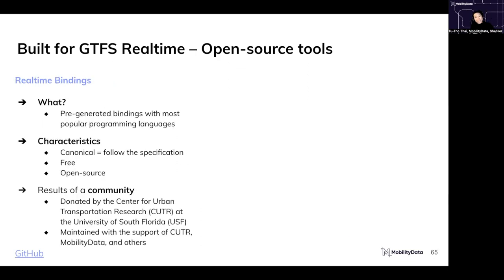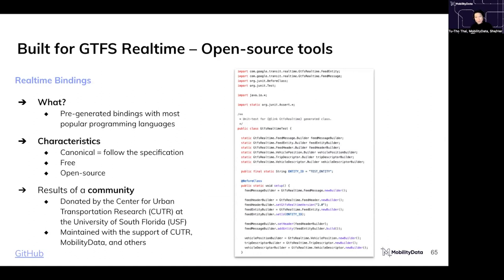With the validator, because I said that protocol buffer is program neutral and can come from different types of programming languages, the real-time bindings were created to make sure that the way a programming language is converted into protocol buffer is the same and consistent. So this is pre-made code that helps generate protocol buffer based on, for example, Java or Python. Again, it follows the specification, it's free to use and open source. And it was designed at the same time as the validator, so you will have the same people involved in its creation and maintenance today.